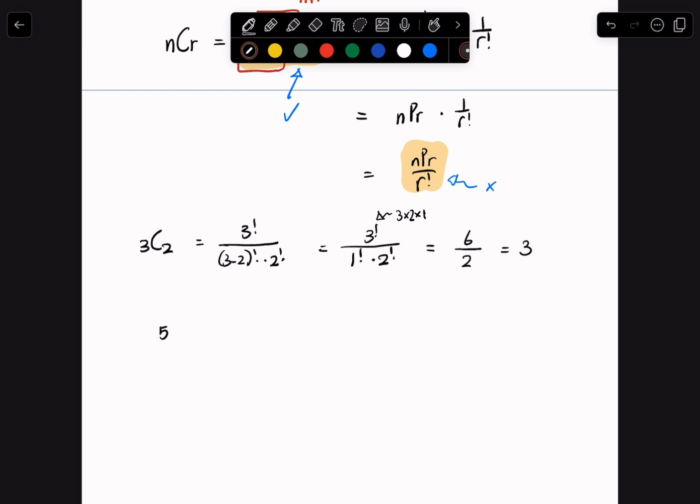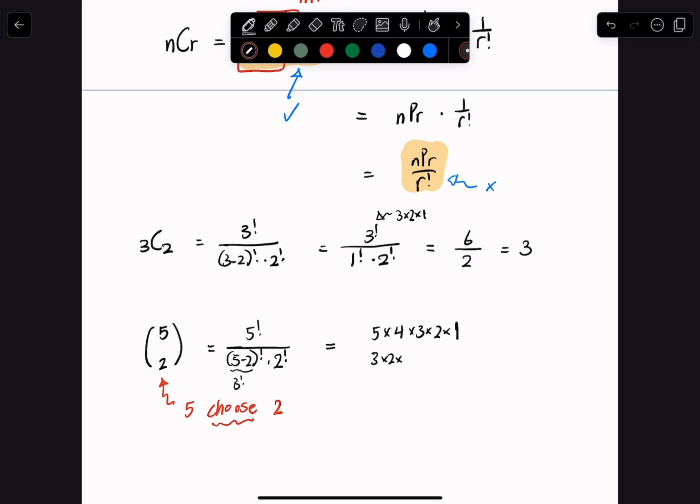Of course, we can use the other notation. For example, we can have 5 choose 2 this time. So we put a 5 and 2 inside the bracket. We know this is 5 choose 2. For the bracket notation, we usually say 5 choose 2 instead of 5C2, simply because there's no C in this notation. But the way to calculate it is exactly the same. I want you to pause the video and see if you get the correct answer. Hopefully you get a final answer of 10.